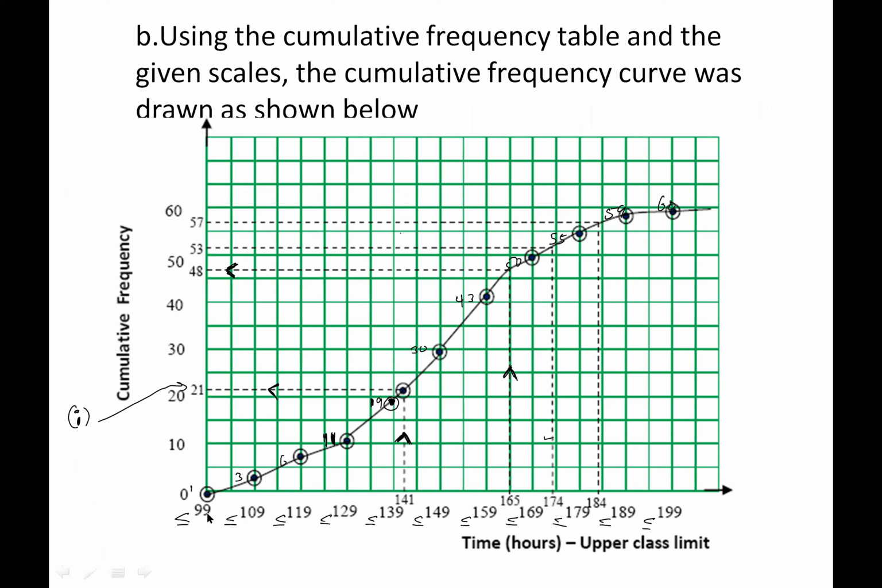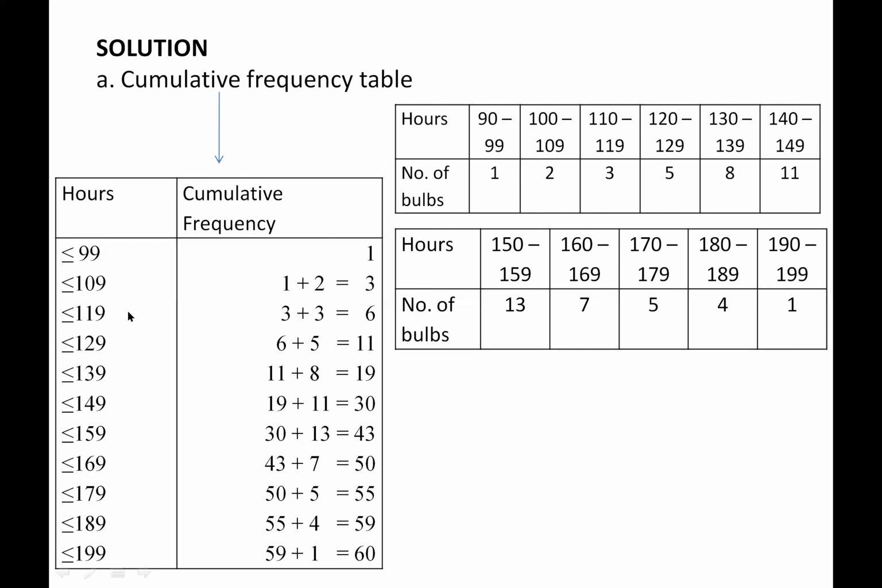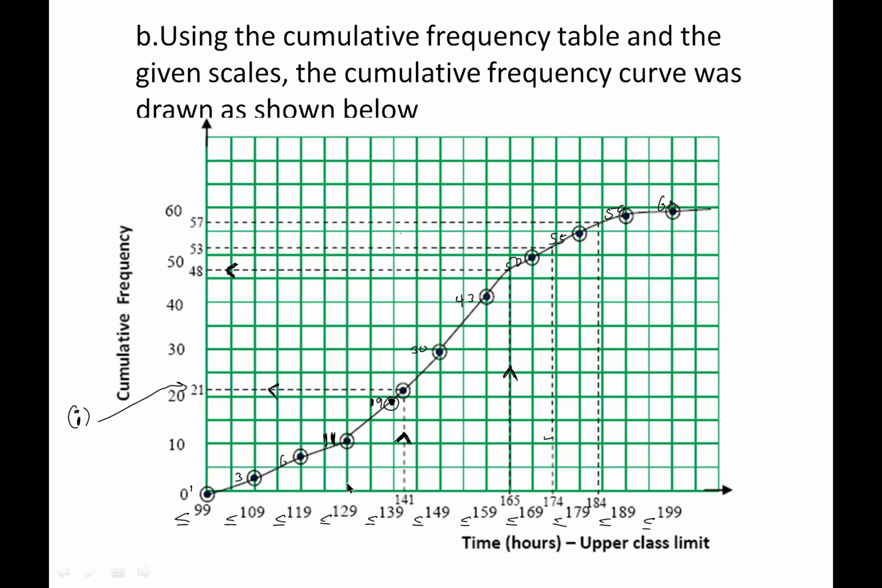Okay, and we would plot these things. Let's look at another one. Less than or equal to 129, 11 bulbs. And we will do that for all of them until we come to the end, and then we draw it out. So that would cover the part where we had to draw the cumulative frequency, right? Firstly, the table, and then the cumulative frequency curve, which is known as the ogive.